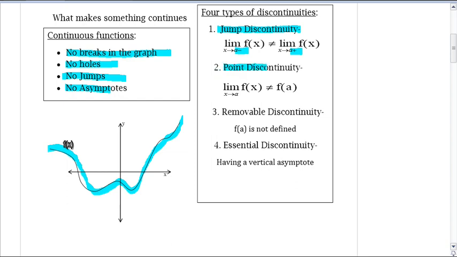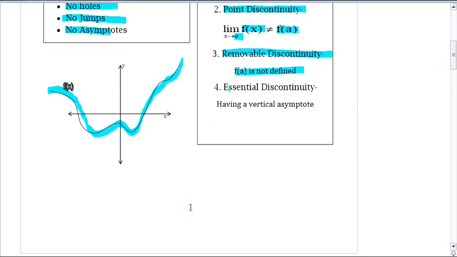The next one is called point discontinuity. It means that you have a limit as x approaches a of a function, and you have a hole there, but you still have a point that exists someplace. So the height's still there, but it doesn't fill in the hole in the graph. The next one would be removable discontinuity. So f of a is not defined, meaning you have a hole and you don't have some ordered pair someplace, like in example 2. And then number 4, essential discontinuity, one of my favorites. You have a vertical asymptote. Okay, so let's see what these things look like.